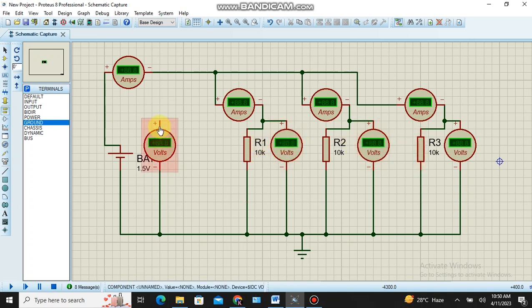Okay. So this is the total voltage I have to measure. I want to measure the voltage across the battery, so I have to connect like this. Now the entire connection is over.